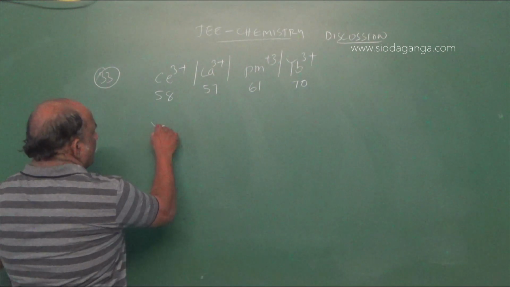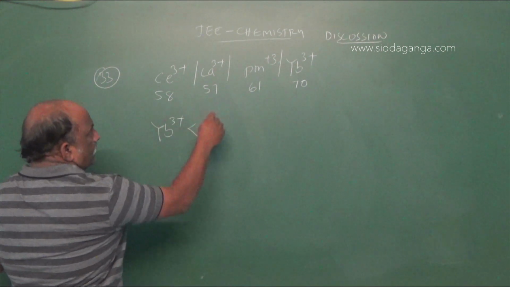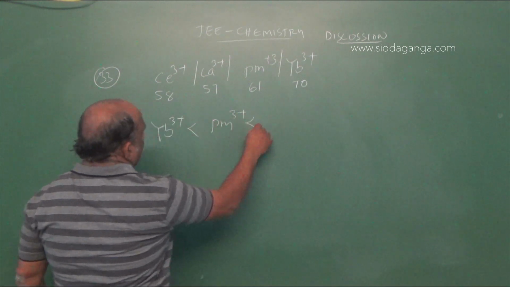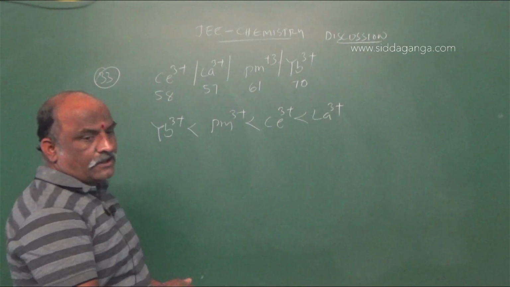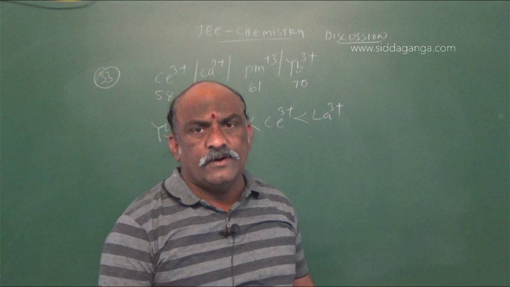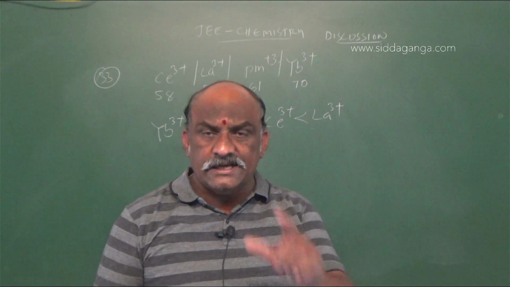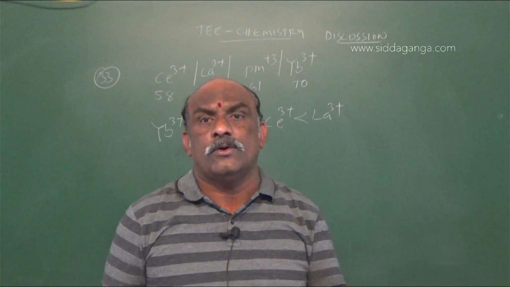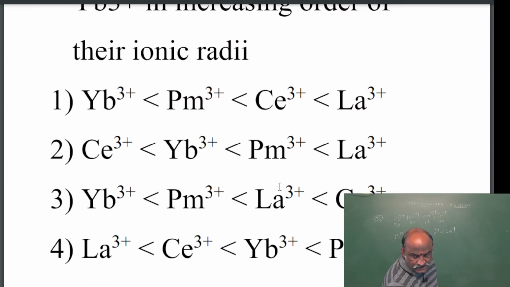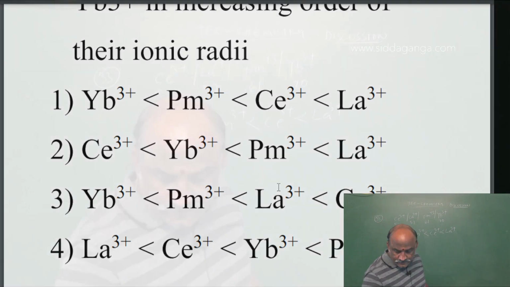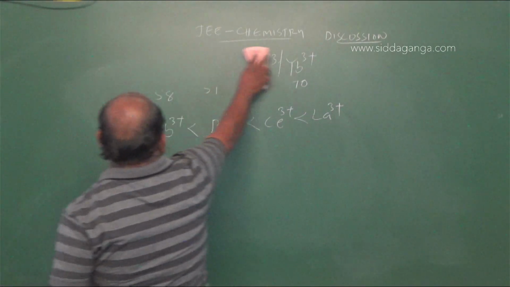So what will be the order? Yb3+, Pm3+, Ce3+, La3+. This is the order of ionic radii, because from left to right in a period size generally decreases, but here the decrease is more because of the lanthanide contraction. So for this question, go with the first option: Yb3+ less than Pm3+ less than Ce3+ less than La3+ is the right answer for question number 33. Next, go with question number 34.